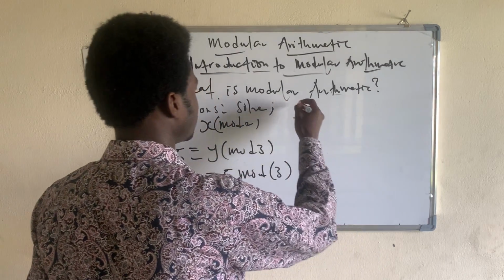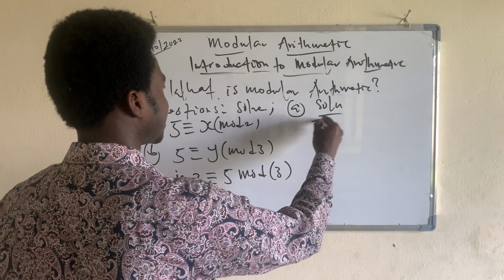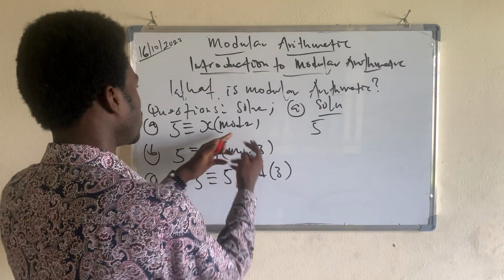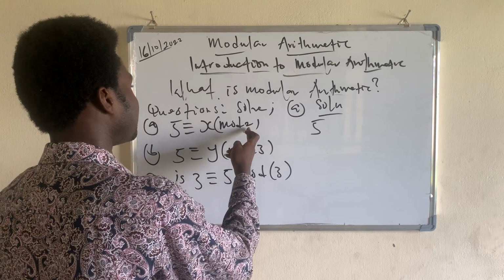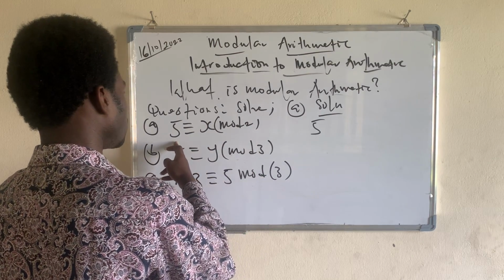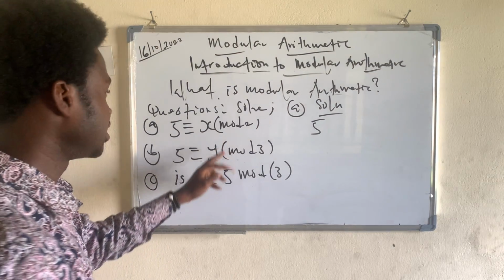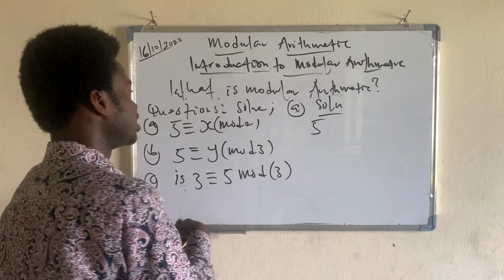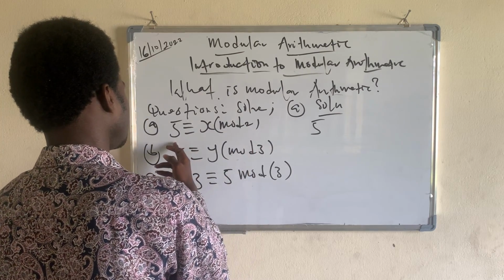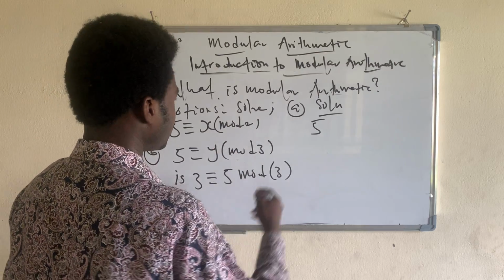Taking A, we are dealing with A now. Solution: we have that 5 is congruent to what in mode 2. What that simply means is that if I divide 5 by 2, what will be the remainder? The value here is always the remainder, and that is what we are concerned about here.